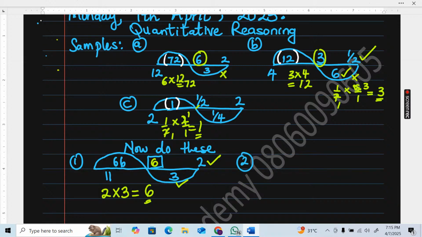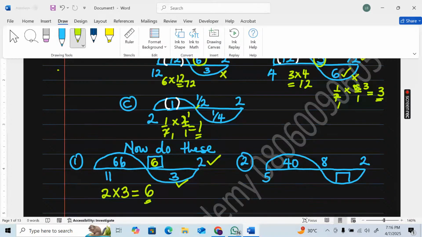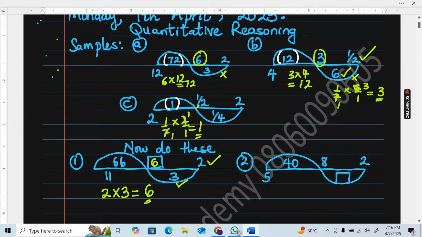We are going to do number 2 together. Simply draw the line. Easy to draw. Then you have your curve above, cross it over and make a curve below. So right here we have 5, and in the curve above we have 40. 8 is above right here. The number in this curve is missing, while above we have 2. So how do we get the missing number that should be in the box?